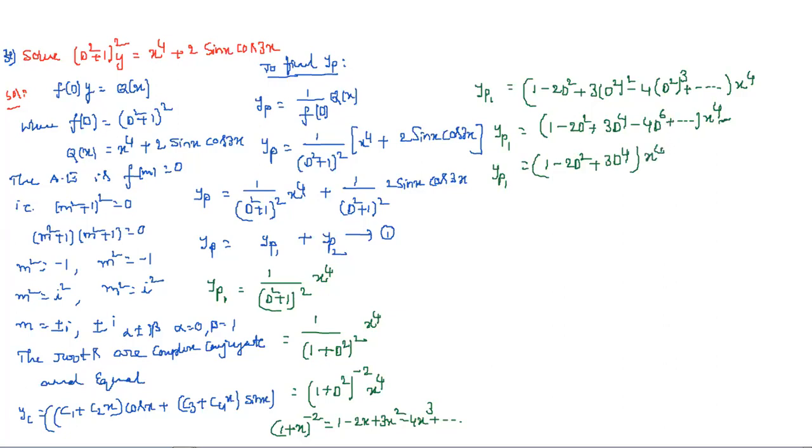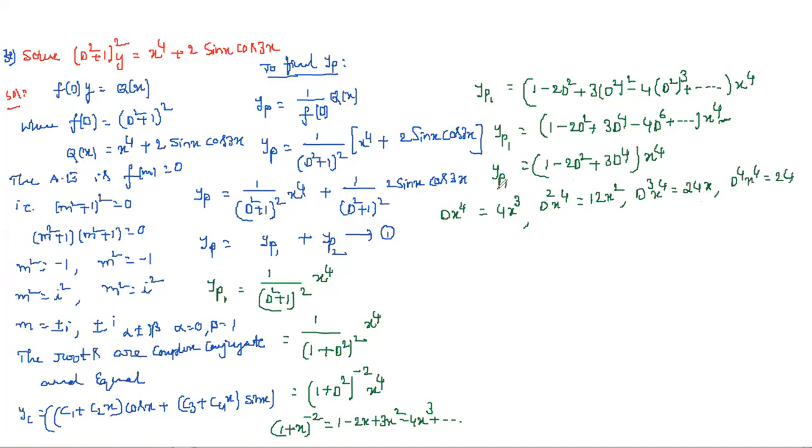We are neglecting the remaining higher order terms. Now we need to write the derivatives. The first derivative of x^4 is 4x^3. The second derivative is 12x^2, that is 4 into 3. The third derivative of x^4 is 24x. And the fourth derivative is 24.